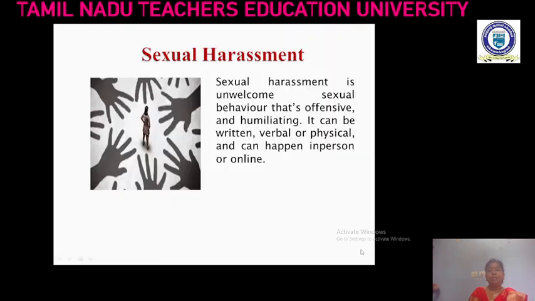Sexual harassment. Sexual harassment is unwelcome sexual behavior that is offensive and humiliating. It can be written, verbal or physical, and can happen in person or online. It includes someone touching, grabbing or making physical contact with or without consent, staring, suggestive body movement, or phone calls that make you feel uncomfortable.